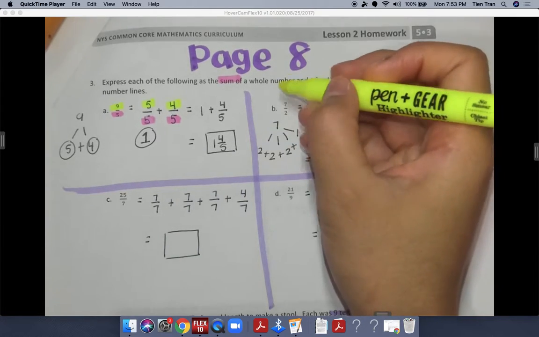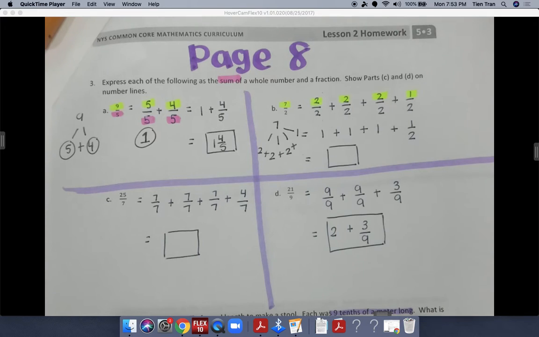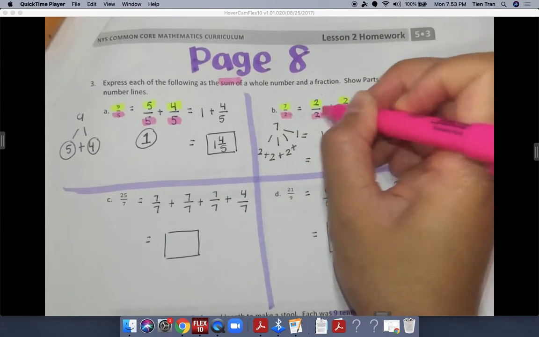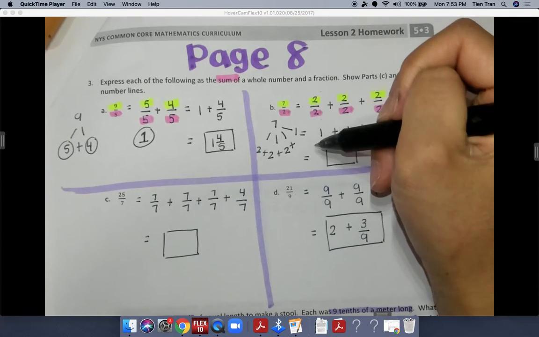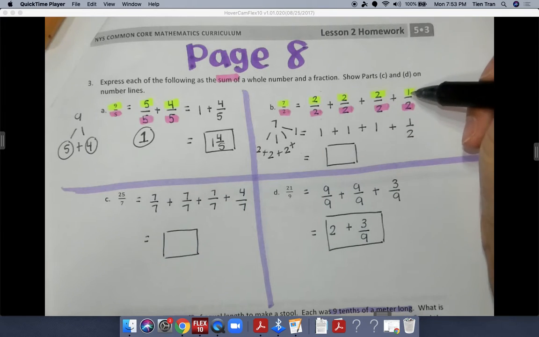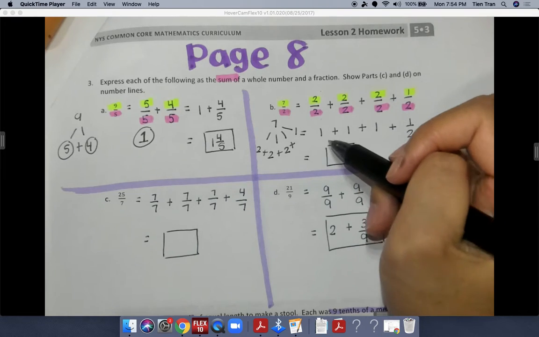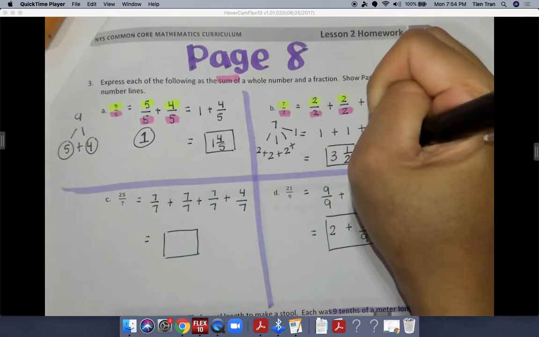And notice at the top, your numerator is added all together. You get 7. And on the bottom, you have your denominator that does not change. Now, 2 divided by 2 is equal to 1. They're equivalent. So I'm writing 1 plus 1 plus 1 plus 1 half, because this one is not 2 over 2. So we have 3 ones and 1 half.